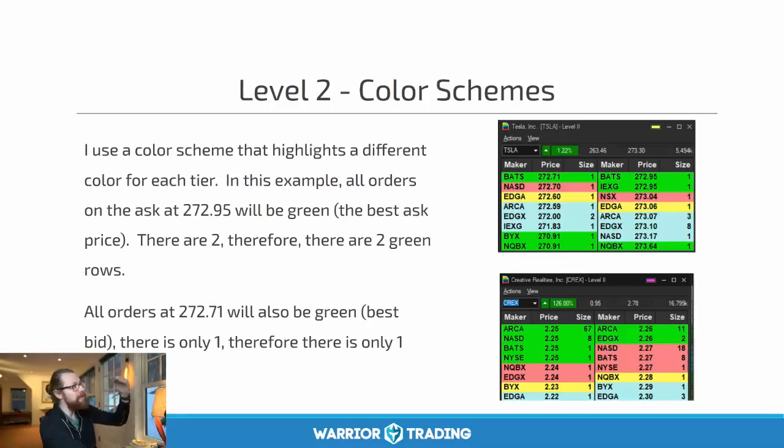The closest tier to the market is always green, based on this color scheme. You could change your color scheme in the settings if you want to, but this is standard. This is what E-Trade uses, and this is what a lot of brokers use. So green is at the top, and that's the closest tier to the market. So the best buyer, the best bid, is green.